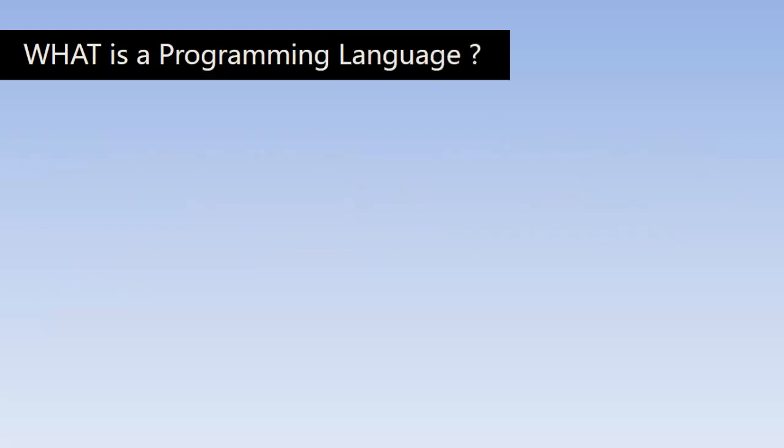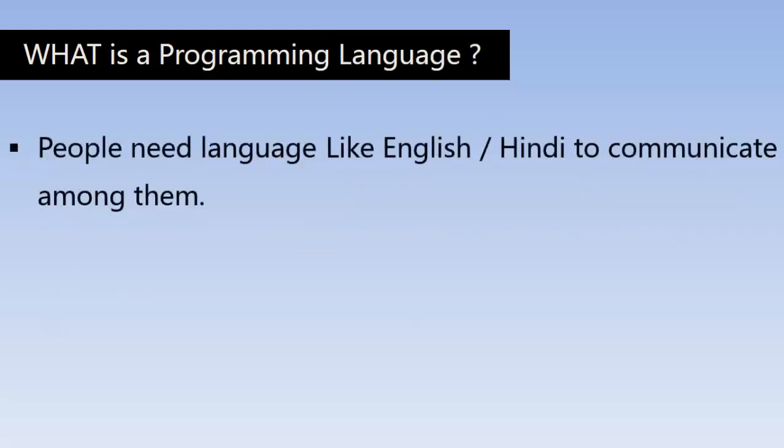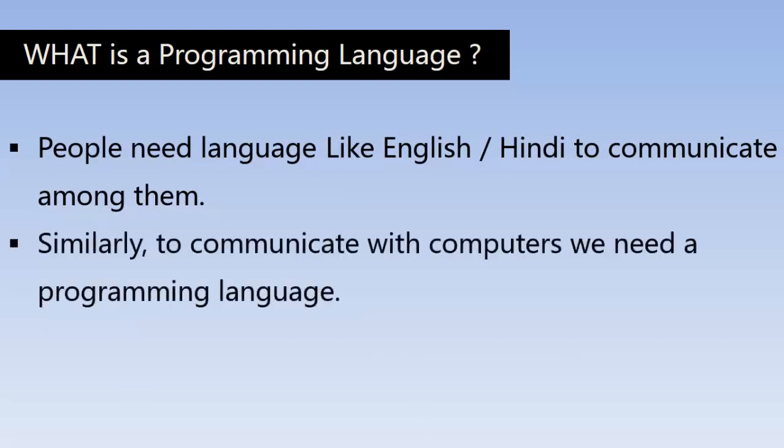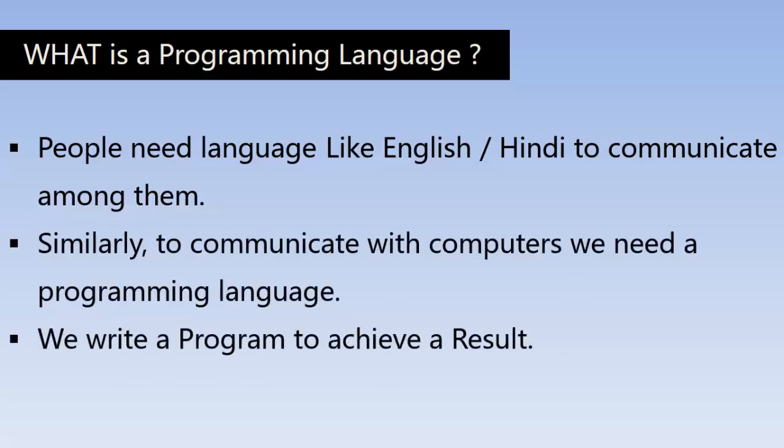So what is a programming language? People need languages like English, Hindi to communicate among them. Similarly, to communicate with computers, we need a programming language. We write a program to achieve a result. For every operation, there should be a program behind it to achieve the operation.